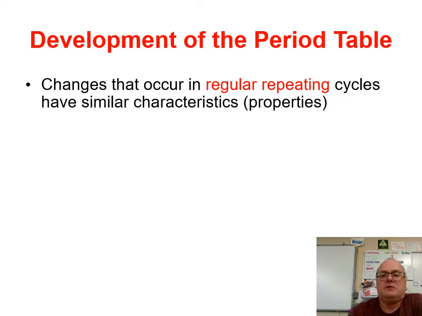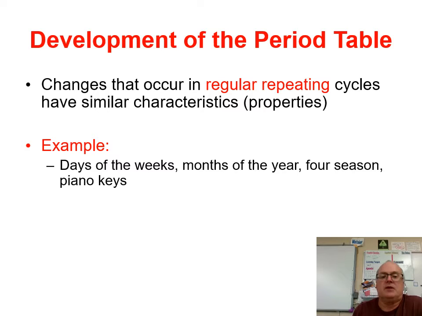The periodic table was developed because it was observed long ago that the elements that we find on the table tend to follow a repeating pattern, and they have very similar characteristics. When we talk about repeating patterns, one of the examples we can use is the days of the week repeat. They go from Sunday to Saturday and then repeat. Months of the year, we start with January, we end with December, and then we start over with January for the next year.